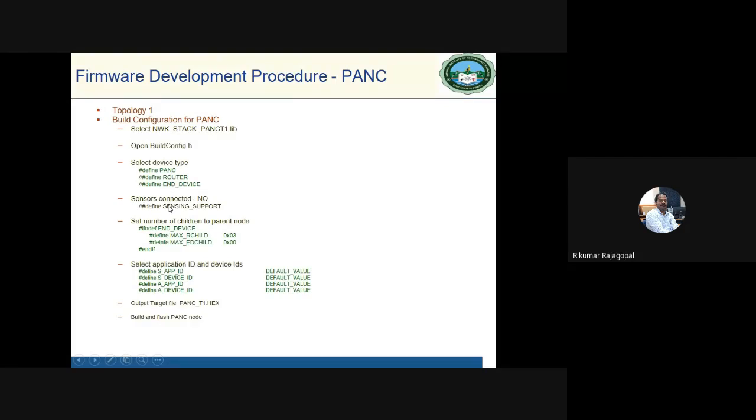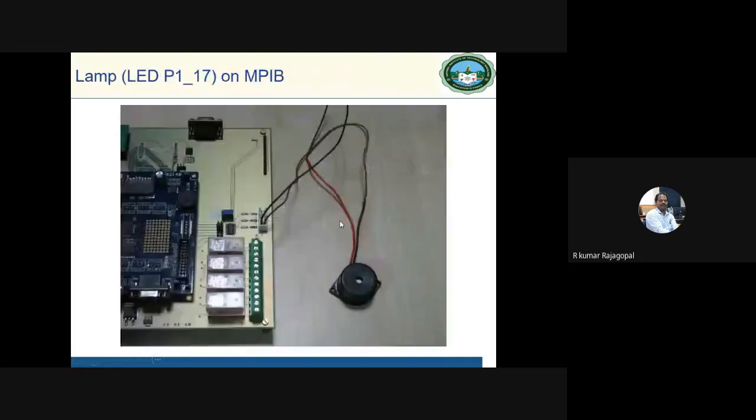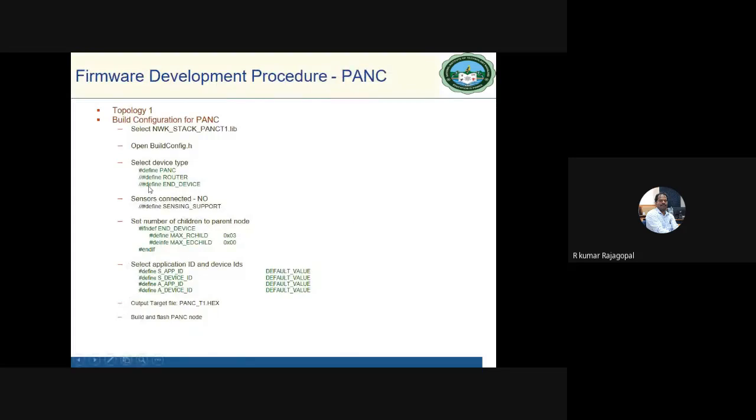There is no sensor in the PAN-C. Assume that there is no sensor in the PAN-C device. But router 1, router 2, router 3, sensors and actuators are available. Similarly, see the condition here, first PAN-C firmware development, PAN-C has been enabled, router and end device disabled. No sensors in this particular application. And also see the condition, when you are looking from the PAN-C, how many router childs are available? 3. That's what 3 numbers enabled. Maybe if it is 2, you can mention 2 also.